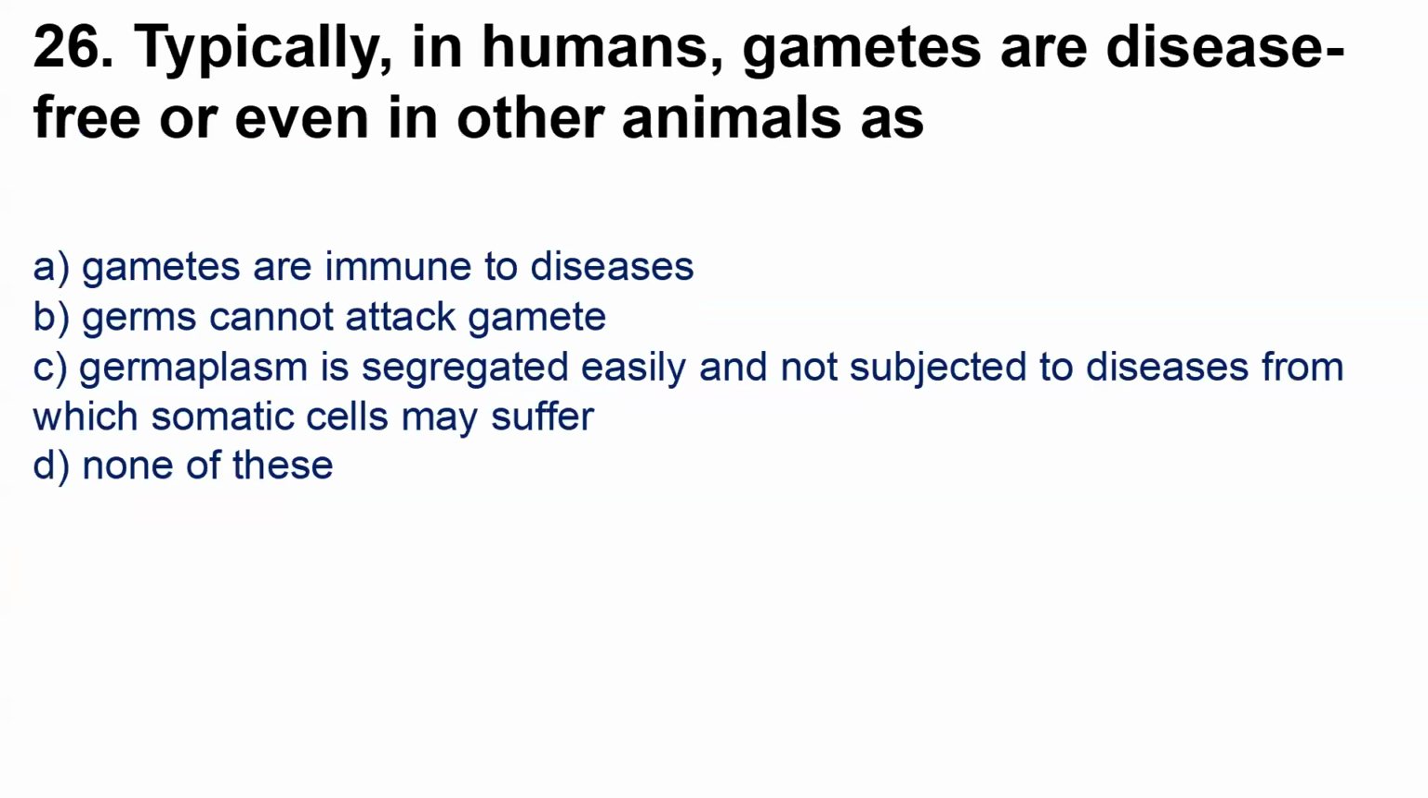Question 26. Typically in humans, or even in other animals, gametes are disease-free. A. Gametes are immune to diseases. B. Germs cannot attack gametes. C. Germ plasm is segregated early and not subjected to diseases from which somatic cells might suffer. D. None of these. The answer is C.